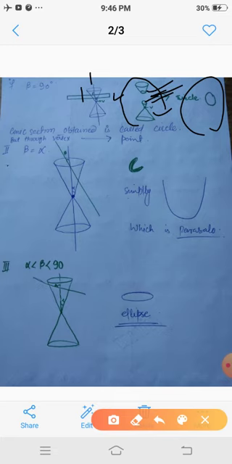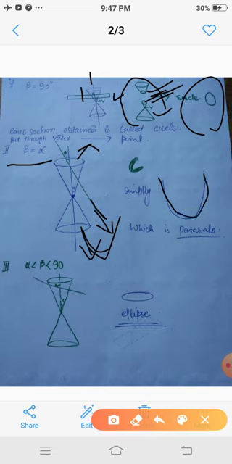Now in the second case, beta equals alpha. When beta equals alpha, this means that the plane will cross through the circular portion of only one nap, but not through the circular portion of the lower nap. This means that the intersecting portion is a structure like this, a curve which is simply a parabola. So a parabola is obtained when beta equals alpha while the plane intersects the right circular cone.